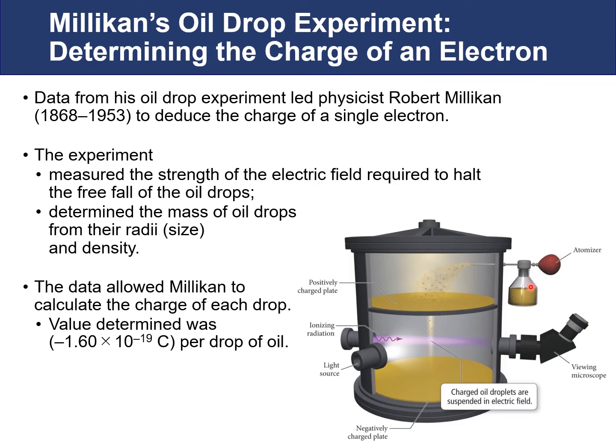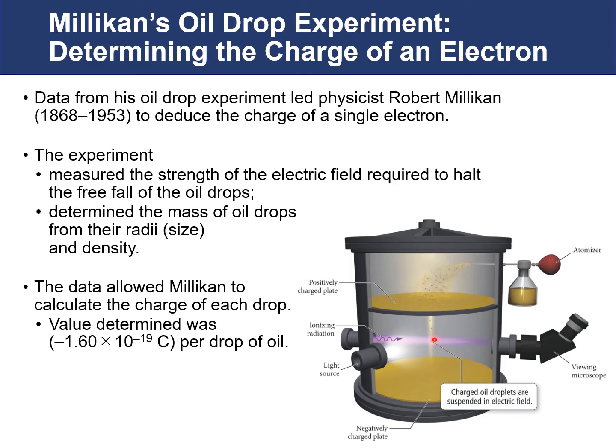Right, so the atomizer pushes the oil out, the oil sprays out in fine droplets, and then because there's only a small hole, only a couple droplets actually are able to make it through the hole. They will drop down, and then you have ionizing radiation. So this is high energy radiation which will push an electron onto the droplets. Then perpendicular to that, you have a light source which enabled the viewer, the person viewing it, to be able to see the droplets.